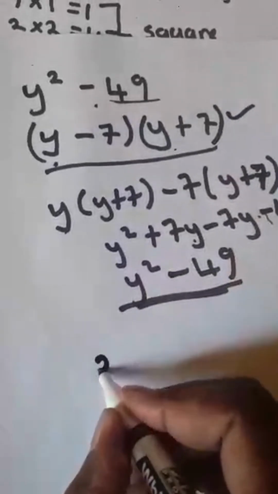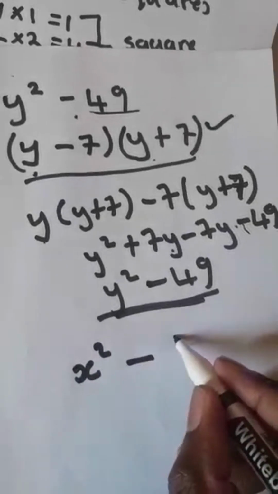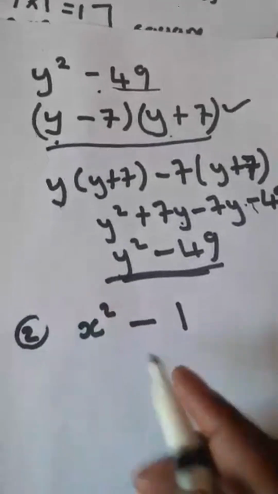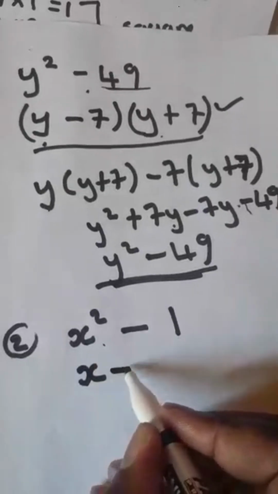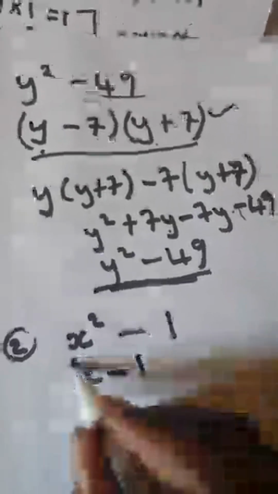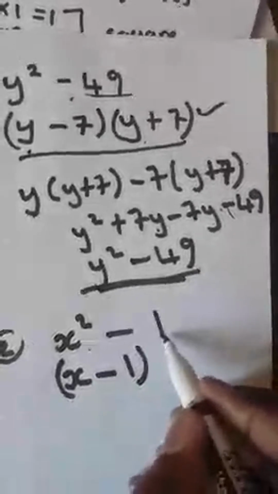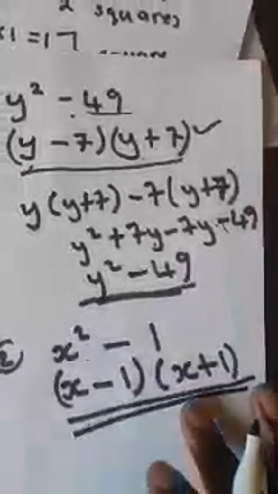Let's say you are given x squared minus 1. That's another difference of 2 squares. It will be x minus 1, since the square root of 1 is 1. Then the other bracket will be x plus 1.